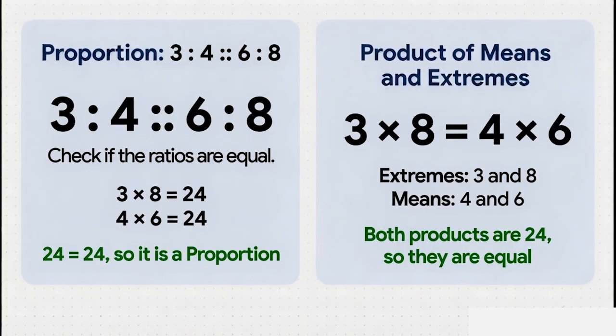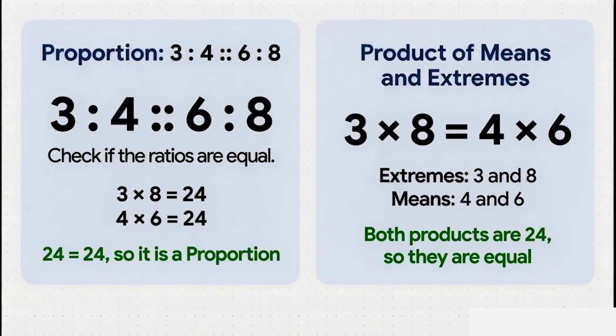Let's try it out. Is 3:4 as 6:8 a proportion? Let's test it. Multiply the extremes. 3 times 8 gives us 24. Now multiply the means. 4 times 6 is also 24. See? They're equal. So yes, this is a proportion.